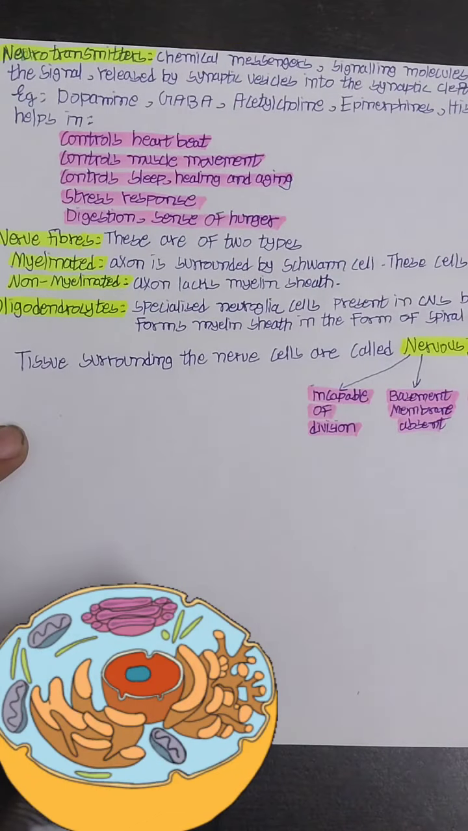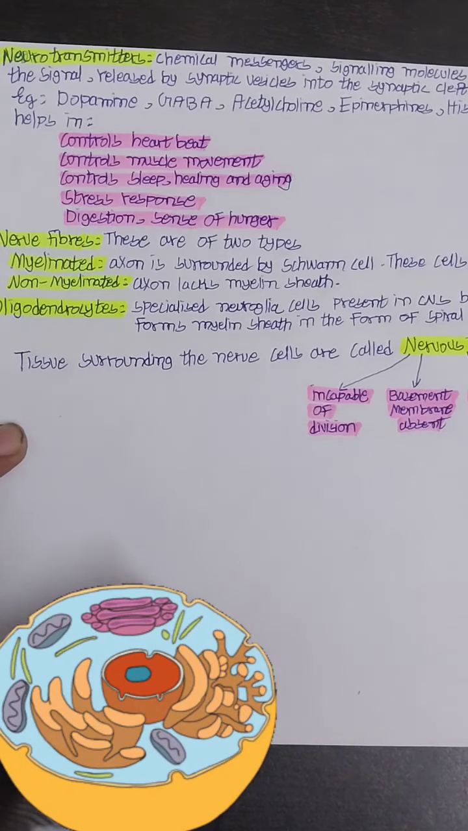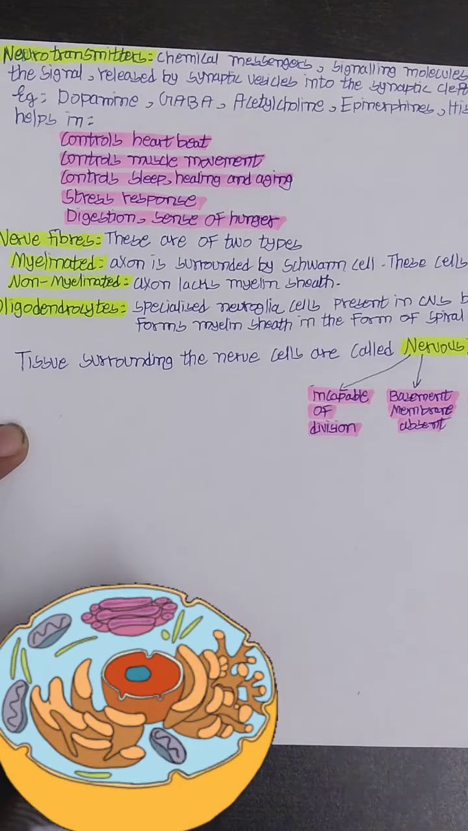Now we'll learn about the oligodendrocytes. Oligodendrocytes are specialized neuroglia cells present in both gray matter and white matter of the CNS. They form the myelin sheath in the form of spiral wrapping around the axon.